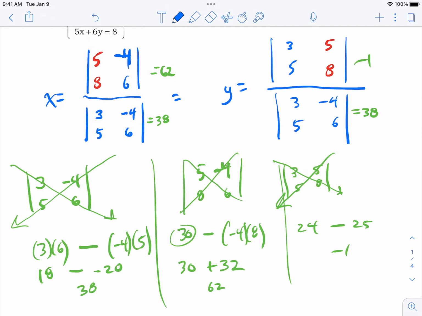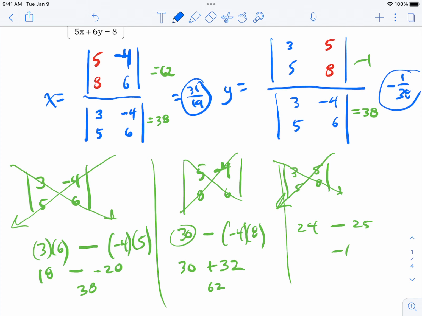So x is equal to 62 over 38, which I can cancel 2's. 31 over 19. Did I do that right? Yeah. 31 over 19, whereas y is equal to -1 over 38. I should see if I've done this one before. 31 over 19, -1 over 38. Hey, I got the right answer. Isn't that something? So, isn't that kind of fun?